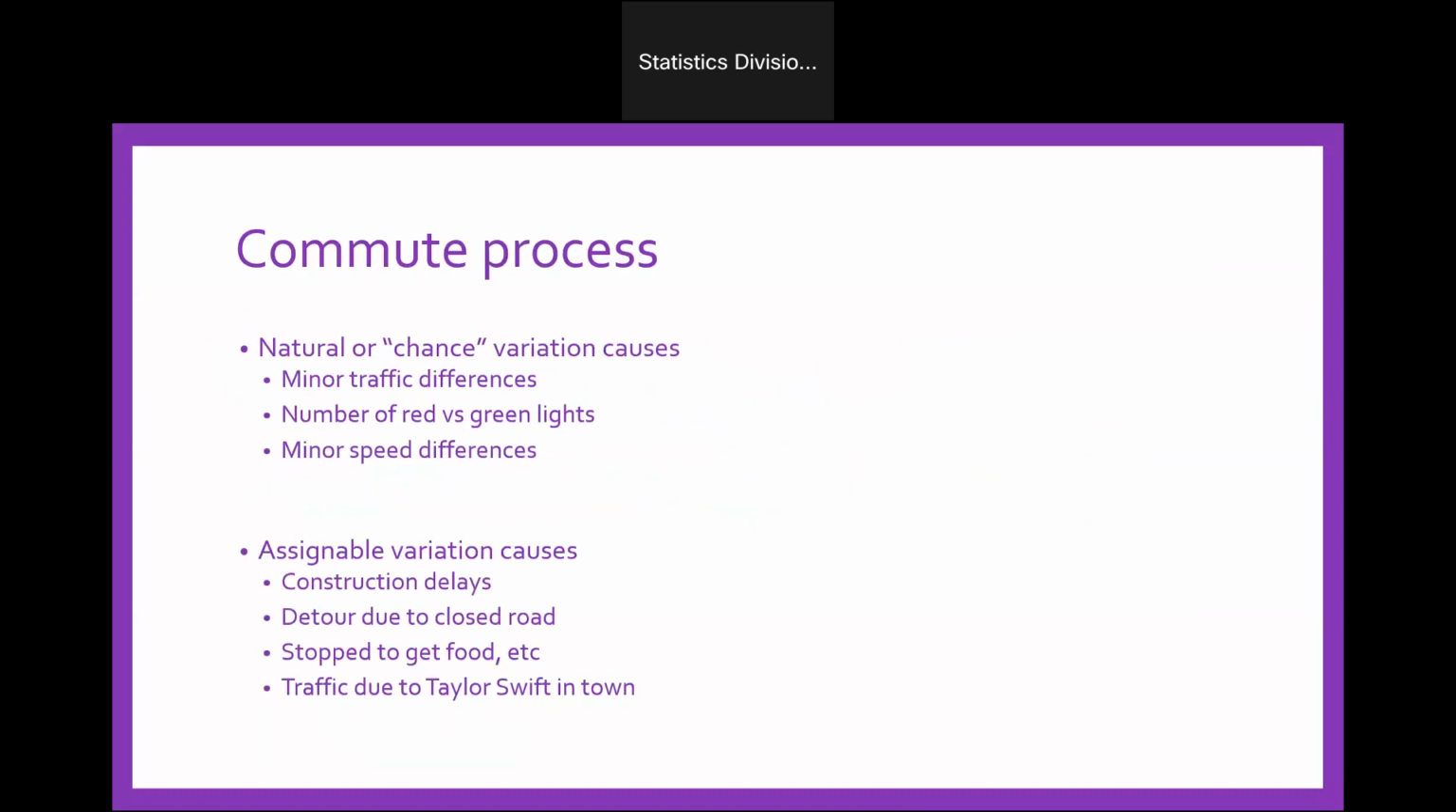So if we talk about the commute process, some of the natural or chance variation, right? There's lots of different little minor traffic differences if somebody gets ahead of you or not, and the number of red lights versus green lights, and maybe if you're driving just a little faster or a little slower from one day to the next. All that kind of stuff just causes some variation, right? What we might call a special cause, also called an assignable cause, something that makes things get out of control, might be if there's a major construction delay, or you have to detour due to a closed road, or you decide to stop and have dinner on the way home or the way to work.